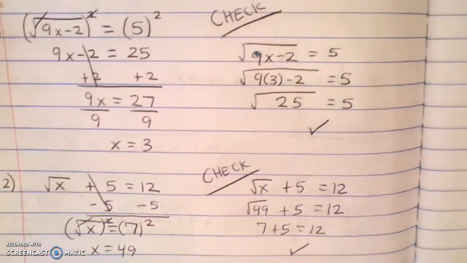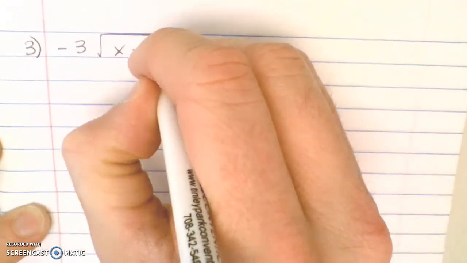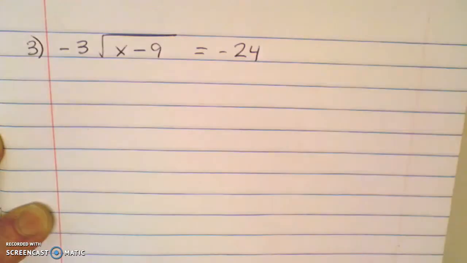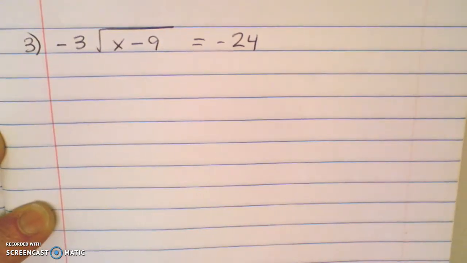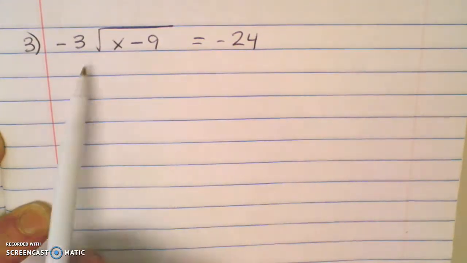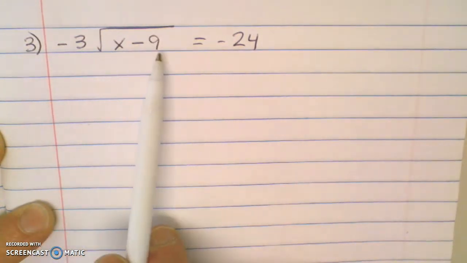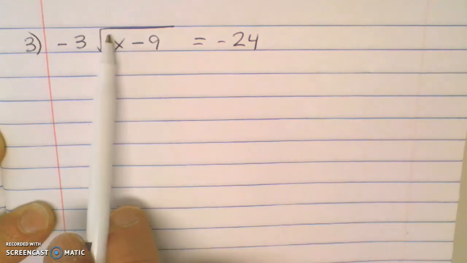Let's look at another example. Here we have negative 3 times the square root of x minus 9, all underneath the square root, equals negative 24. So remember, your first step is to isolate the radical. So that includes everything underneath it. We're not going to do anything with the minus 9 because it's underneath the square root.